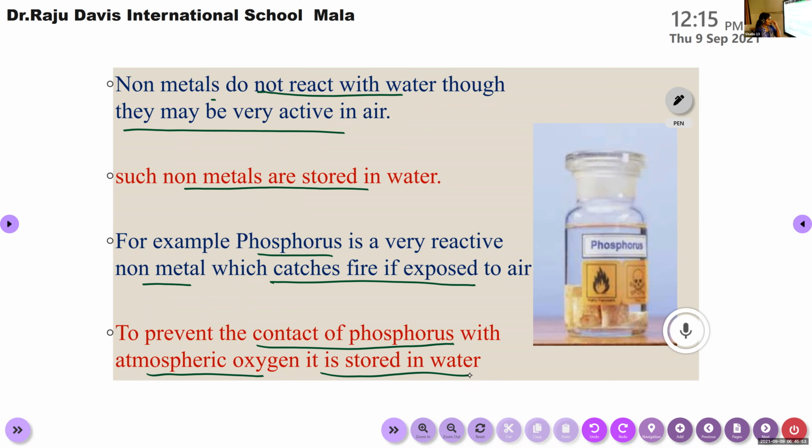Tanmay, can you read it once again? Non-metals do not react with water, though they may be very active in air. Such non-metals are stored in water. For example, phosphorus is a very reactive non-metal which catches fire if exposed to air. To prevent the contact of phosphorus with atmospheric oxygen, it is stored in water. Gauri, finished? Ma'am, last line. Okay.